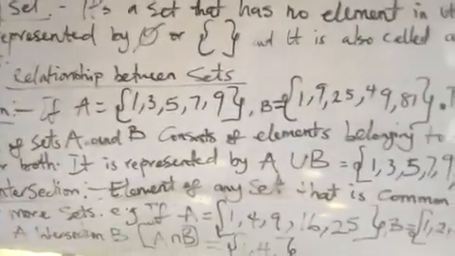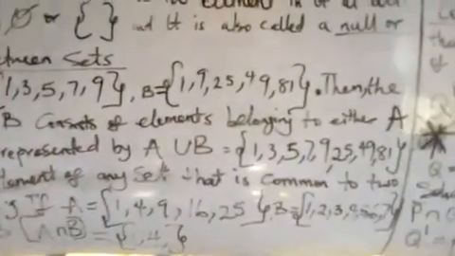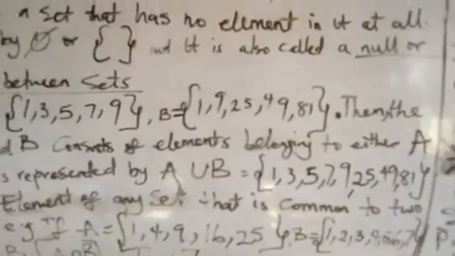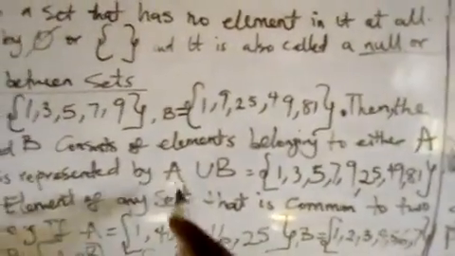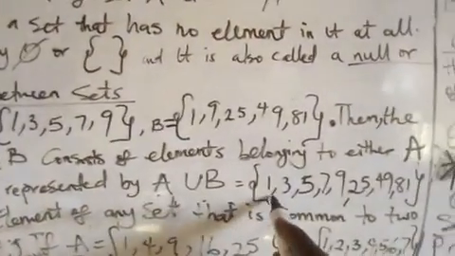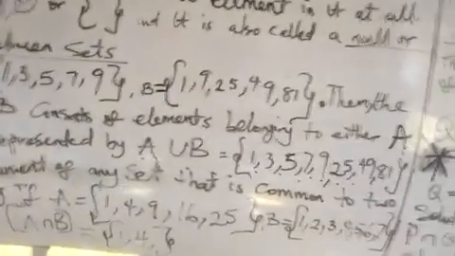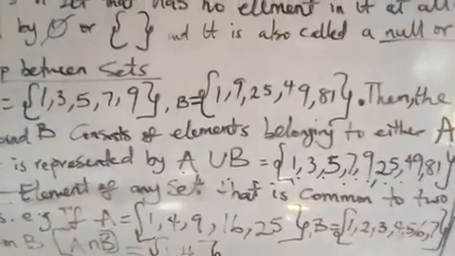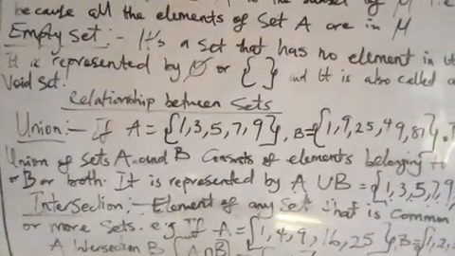So it is represented by A union B. If you have A union B, you see that all elements that you can find in set A and B can be found in A union B, which is 1, 3, 5, 7, 9, 25, 49, 81. And most times they are written in ascending order, or a regulated order.